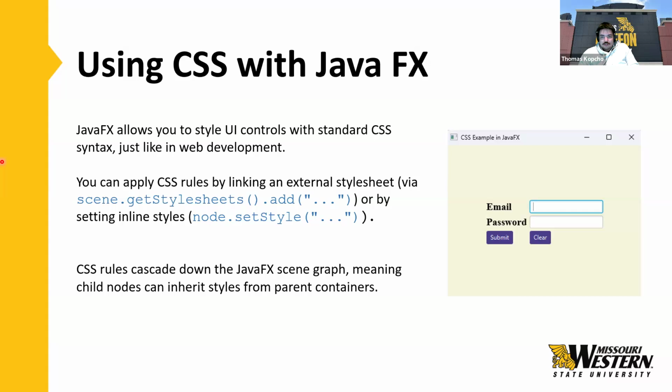JavaFX CSS follows a cascade model similar to web CSS, where parent styles can propagate down to child nodes. The child node can override inherited styles if you specify a more specific style in the CSS. And the scene acts as the root of the style cascade, and anything added to the scene style sheet affects all nodes in that scene. Okay.